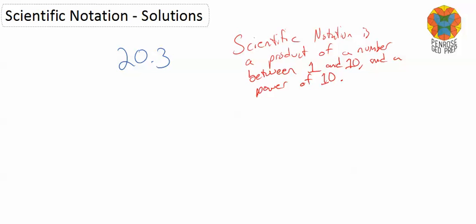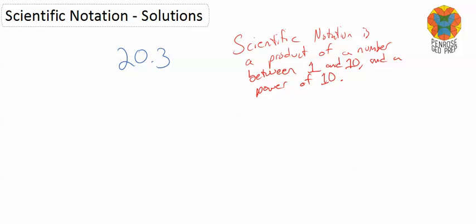In this video, we work through the solutions to the starred problems from your worksheet section on scientific notation. The first problem is asking us to write the number 20.3 in scientific notation. Remember that we want to write this number as a product of a number between 1 and 10 and a power of 10.